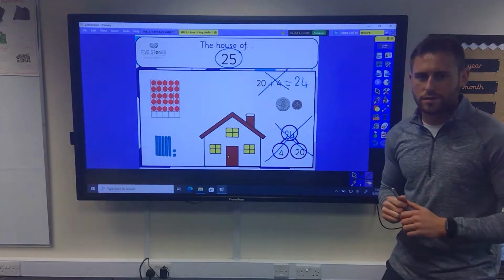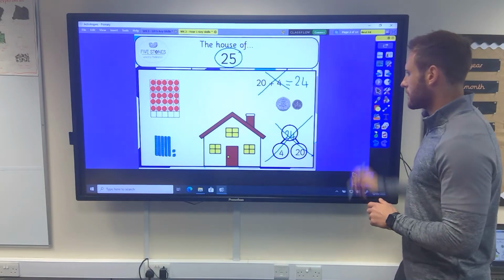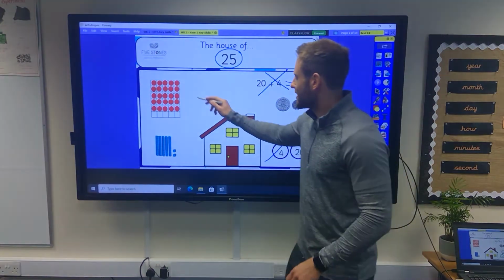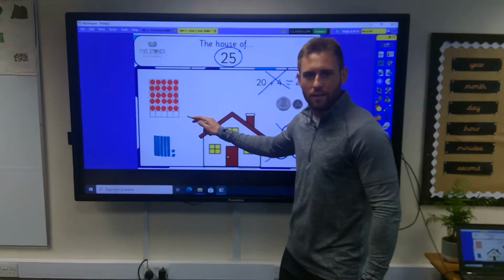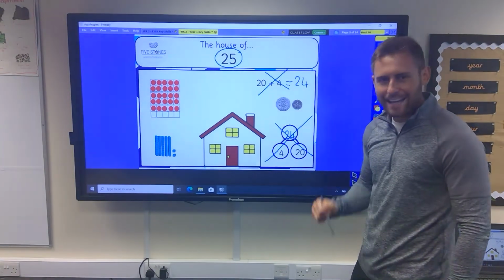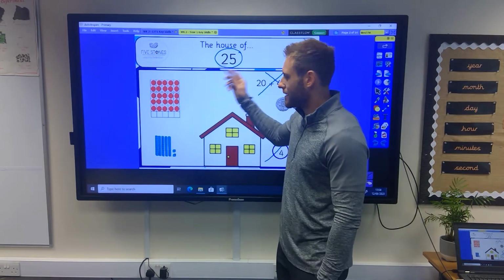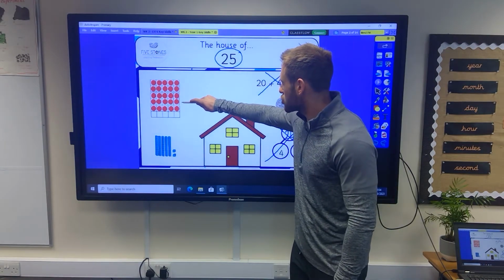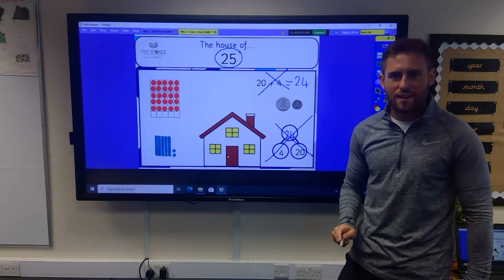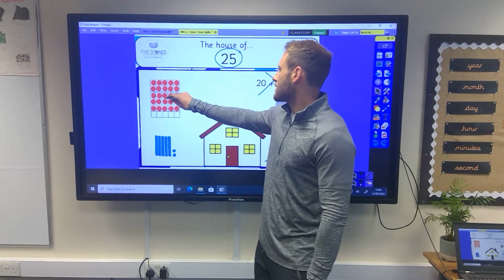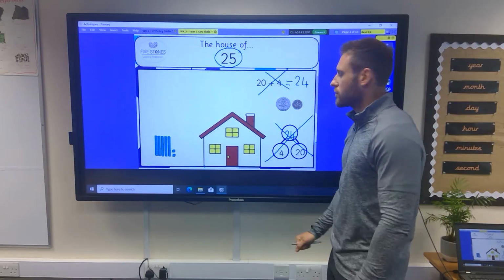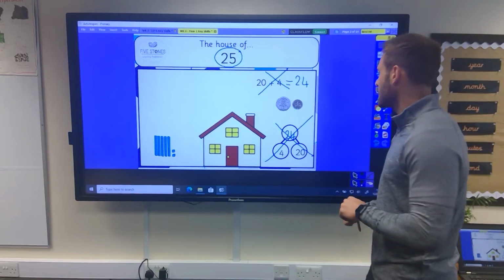Can any of these other ones enter the house of 25? Oh, we've got tens frame. Does the tens frame represent 10, 20, 25? Yes, so the tens frame can enter the house of 25. Let's just double check. 10, 20, 21, 22, 23, 24, 25. So yes, the tens frames can enter the house of 25. So well done if you manage to spot that.